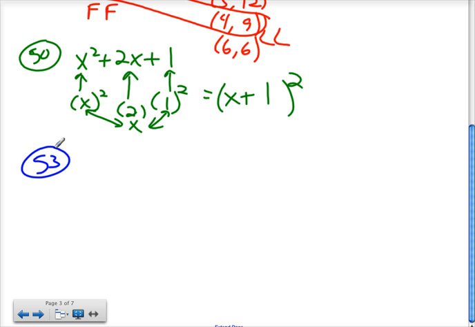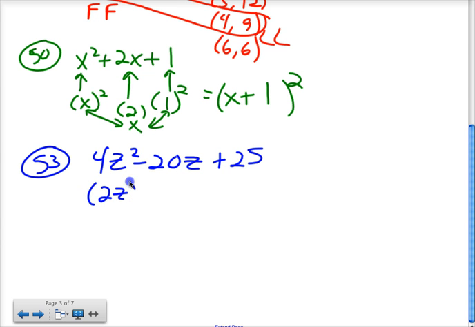Then number 53 is 4z squared minus 20z plus 25. So again, I'm thinking common monomial factor here, but I can't take 4, I can't take a 2, it just isn't going to work out nicely. And then I notice this is 2z squared, and this is 5 squared. So I'm going to check that middle term to see if this is a perfect square trinomial.